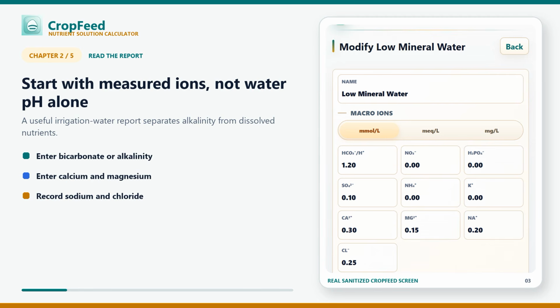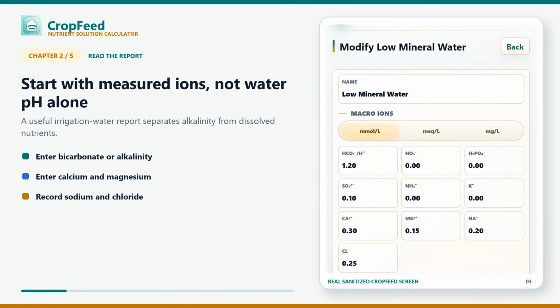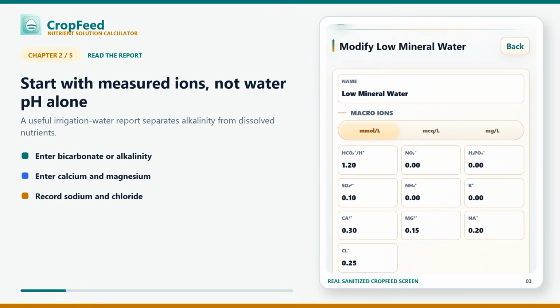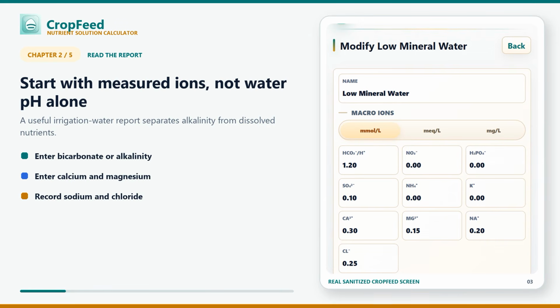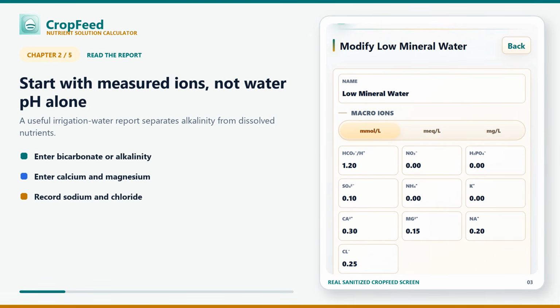Begin with a laboratory irrigation water analysis. Water pH is useful, but pH alone does not tell us how much acid the water will consume. CropFeed needs the measured ion concentrations, especially bicarbonate or alkalinity, calcium, magnesium, sulfate, sodium, and chloride. Use the report's units carefully and convert them before entering values when necessary.